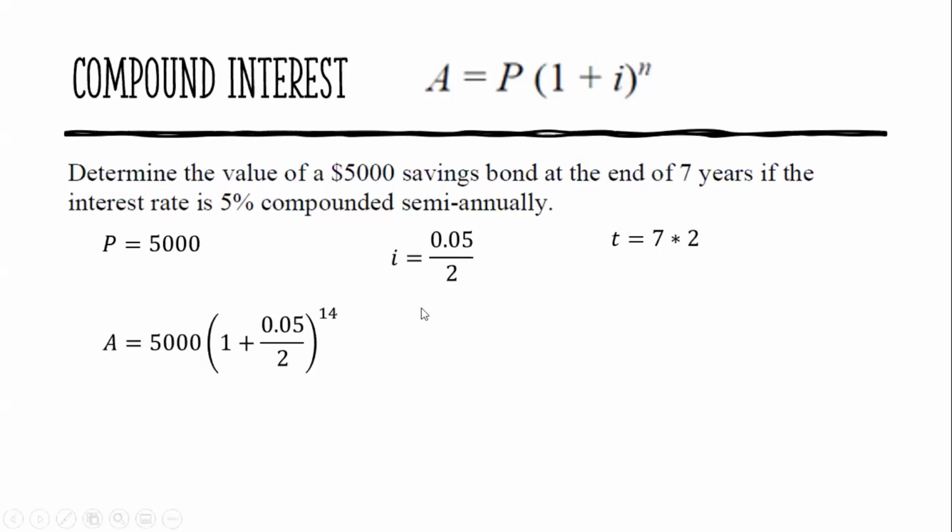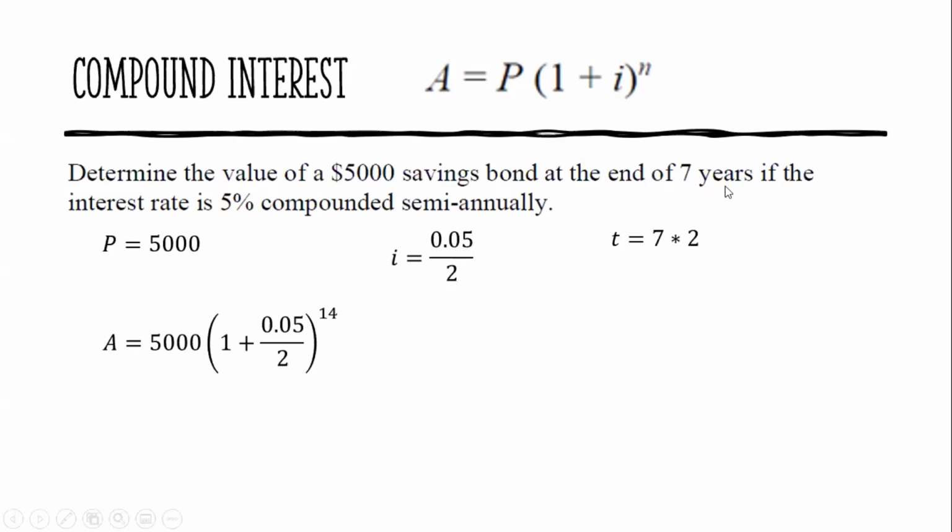Okay, we're saying that the interest rate, which is part of the formula that I have right here, you have to look at what the compounding period is. When it says semi-annually, that interest rate has to be divided by the number of compounding periods. So if it says semi-annually, that's 2. So we're going to take the 0.05 and divide it by 2.